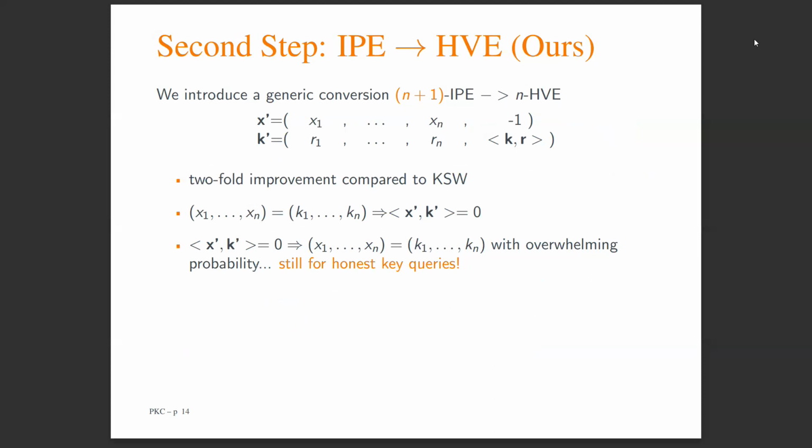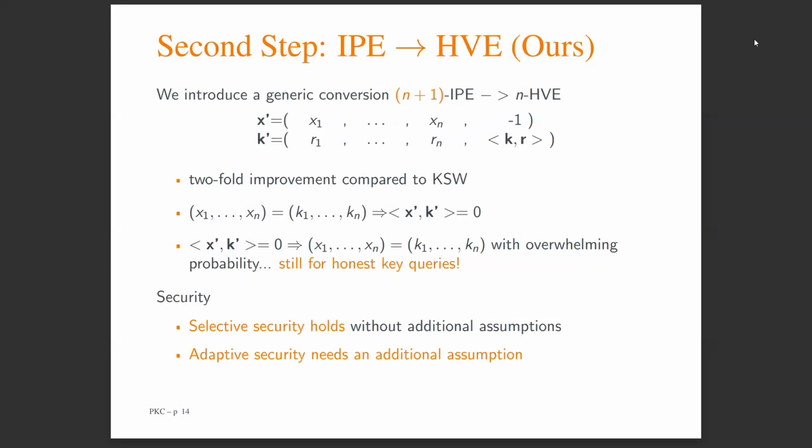And here again, we can easily check that if the vectors are equal, then we will have a 0 inner product. And conversely, we have exactly the same situation. If the inner product is 0, we have equality of the vectors, but only for honest key queries. So we have to deal with malicious key queries. In this case, we will consider two situations differently. For selective security, it's rather easy to manage such kind of queries. So we can prove selective security without any issue. The adaptive security case is actually much more complex, as I will explain.